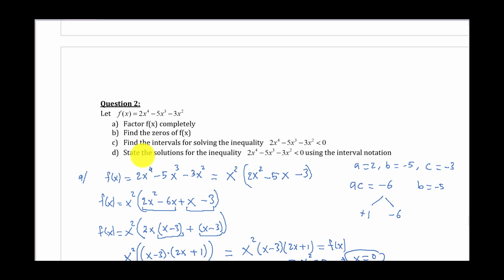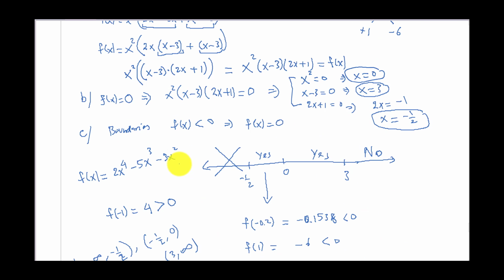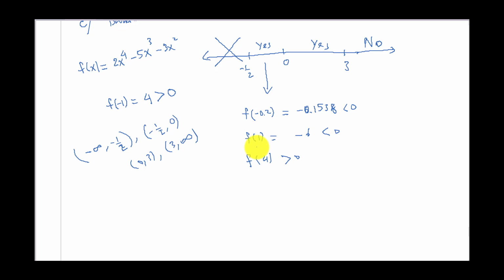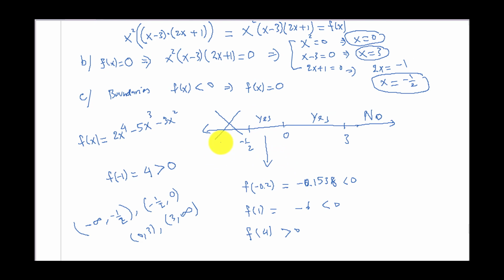But then for part D, they ask you to find the solution. That means I did some testing here, and I end up with only these two areas. Only this one and this one are the two intervals that are really the true solution to this problem. So we did part C and part D together, and that is the end of this problem.